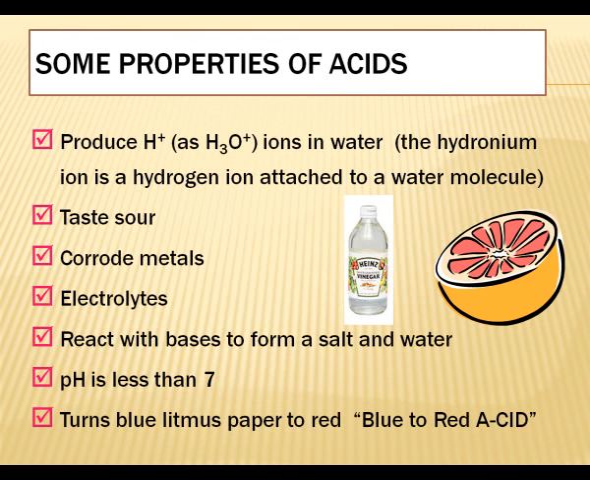So, some properties of acids. Well, acids taste sour, they corrode metals, they are electrolytes, and the theory that we talk about, we say they produce H+ ions, really H3O+ or hydronium ions, in water. And then we have three little definitions that are sort of circular. We say that acids react with bases to form a salt in water, that their pH is below 7, and they turn litmus paper red.